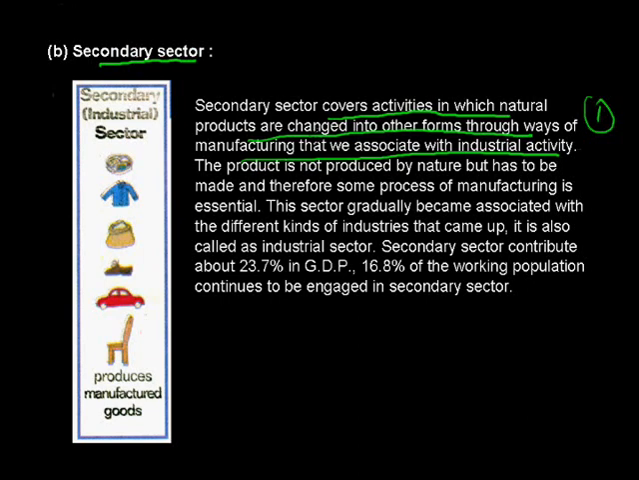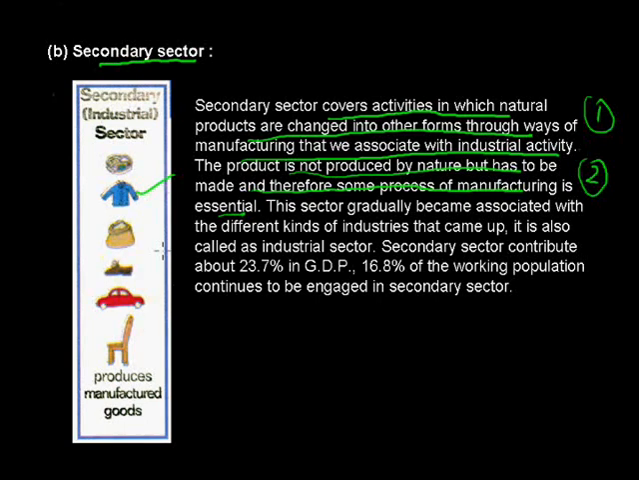In the secondary sector, we convert these natural products into the things which can be used by the consumer. Like here it is written, it's changed into other forms through ways of manufacturing that we associate with industrial activity. The product is not produced by nature but has to be made, and therefore some process of manufacturing is essential. So that will give you the second point of secondary sector.